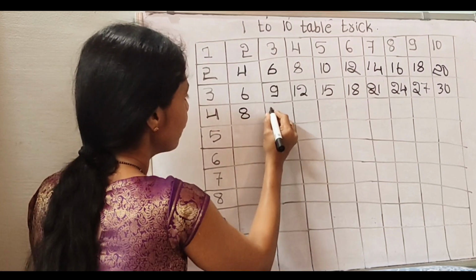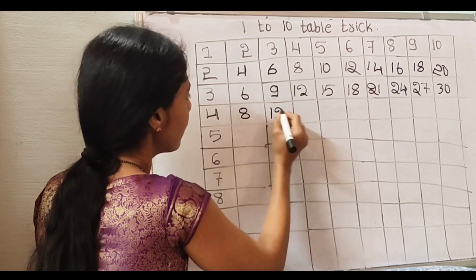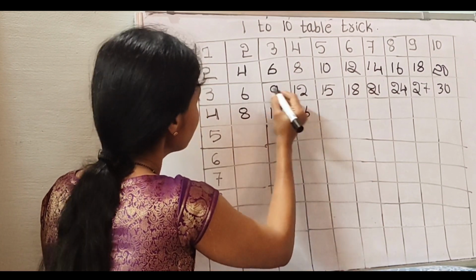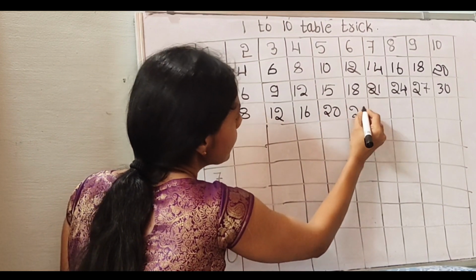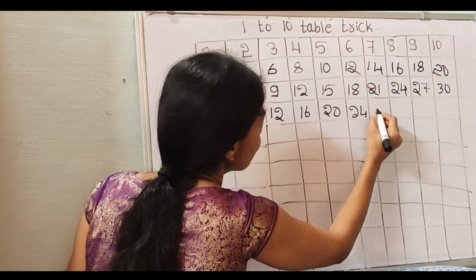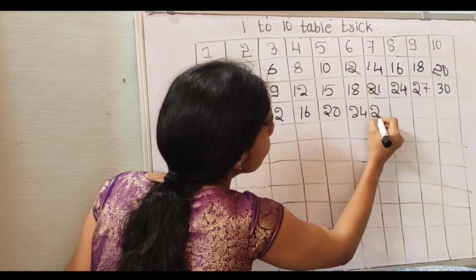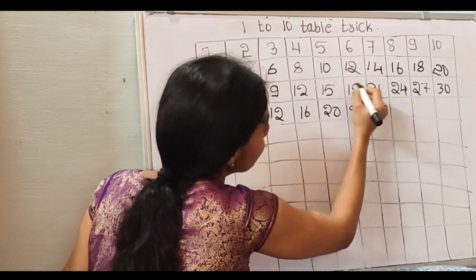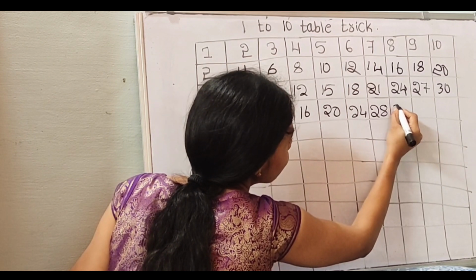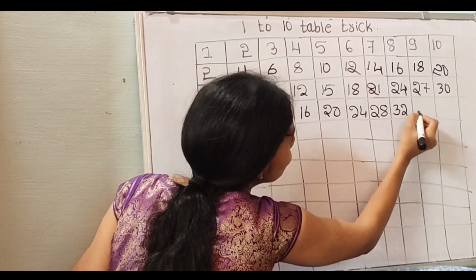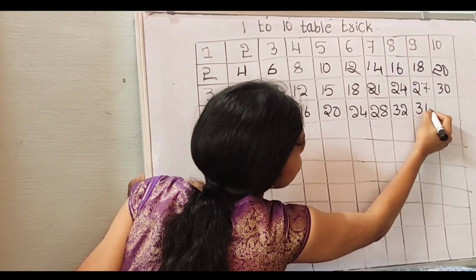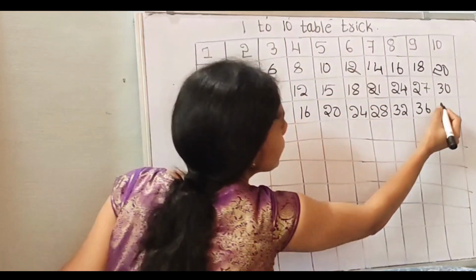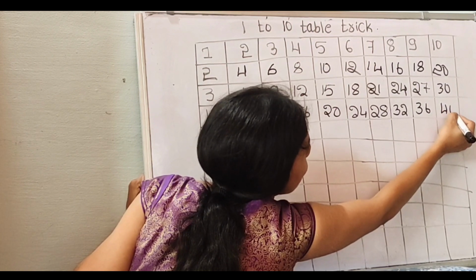After that, 4 into 2 is what? 8. 8 plus 4 is 12. 12 plus 4 is 16. 16 plus 4 is 20. 20 plus 4 is 24. 24 plus 4 is 28. 28 plus 4 is 32. 32 plus 4 is 36. 36 plus 4 is 40.